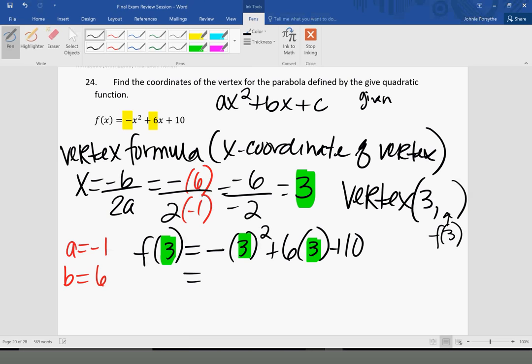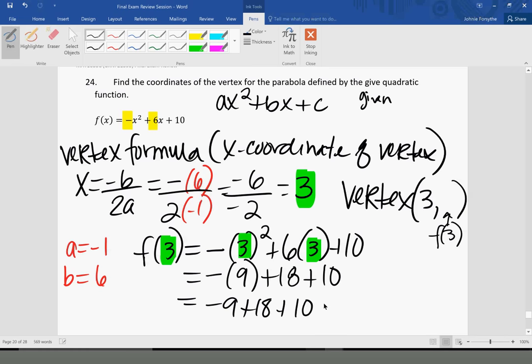Okay, where were we? Now, 3 squared, exponents first, so that's going to be negative times 9 plus 18 plus 10. So we have negative 9 plus 18 plus 10, which is going to equal 19. So the vertex is going to be 3, 19. That's the answer. 3, 19.